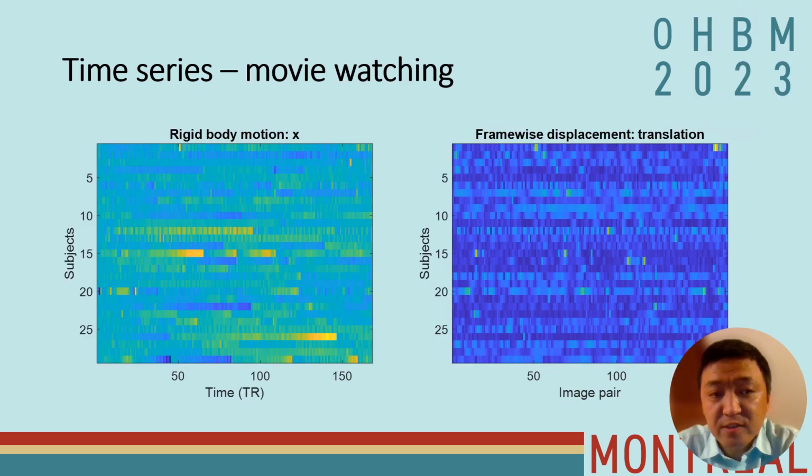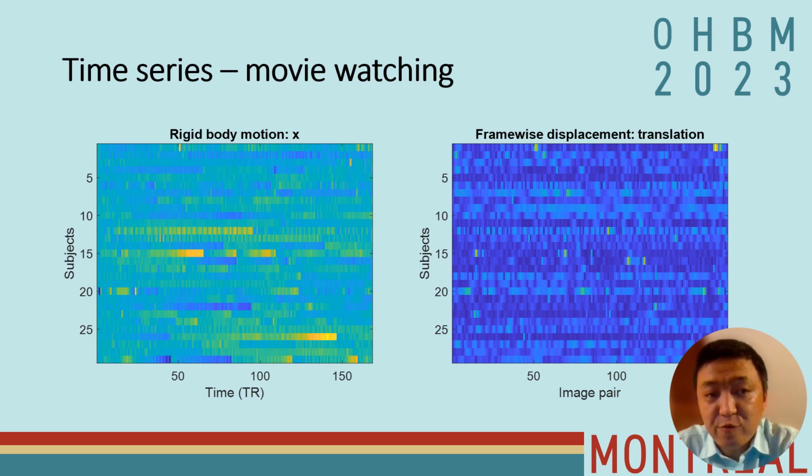For a movie watching dataset, we are more interested in whether these head motion parameters are consistent across different subjects. So we can plot the head movement parameters or frame-wise displacement across different subjects. So we have two dimensions: one is time, another is subjects. By doing this plot, we can verify whether these head position parameters or head movement parameters are consistent across subjects. In this case, we see that there's not much correlation or similarity across different subjects.